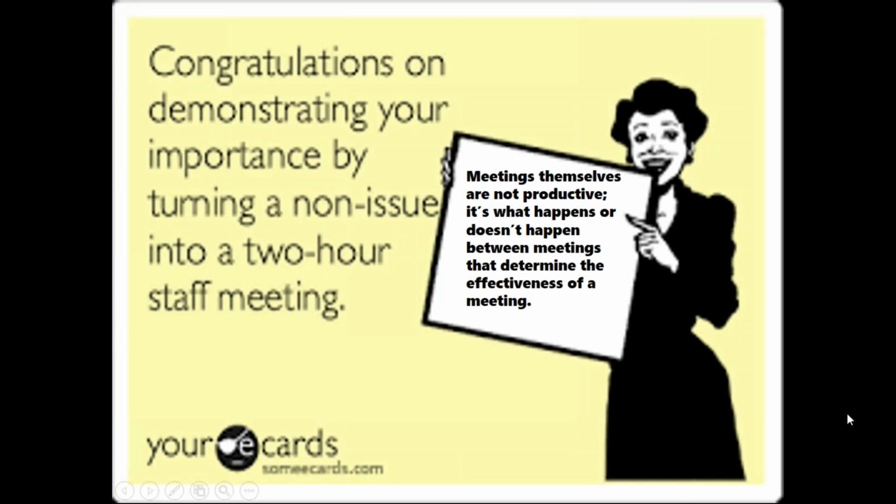Okay, so another thing that you probably need to recognise is that meetings themselves are not productive. It's what happens or doesn't happen between meetings that determines the effectiveness of a meeting. Have you ever thought about that? Meetings themselves, in and of themselves, are not at all useful. What the meeting is really attempting to do is to set up some particular structures and priorities that need to occur before the next meeting. So in other words, what happens between the meetings is critically important.